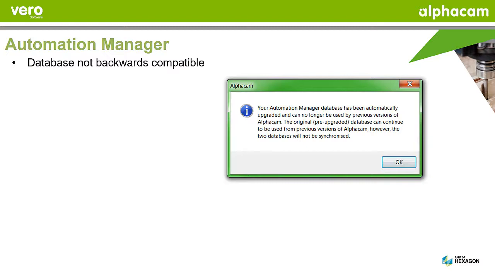Anything that you create in 2017 R1 will not be visible in 2016 R2 or an earlier version. Likewise, the databases are then detached, so if you created something new in 2016 R2 it wouldn't be seen in 2017 R1. The data from 2016 R2 will only be imported the very first time you run Automation Manager in 2017 R1.